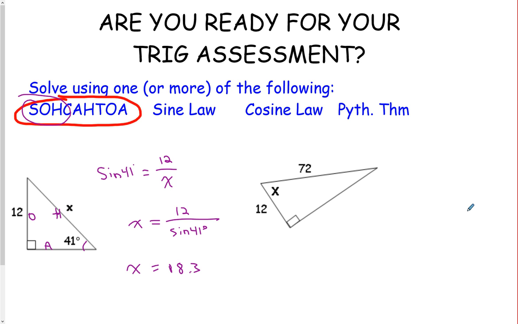Here's our next one. We're finding an angle. So the angle is our unknown. I called it x. I could have called it theta, but I called it x in this case. There's our opposite, there's our hypotenuse, and there's our adjacent.